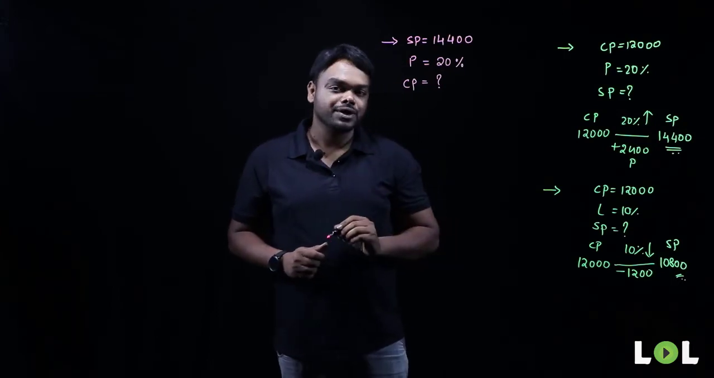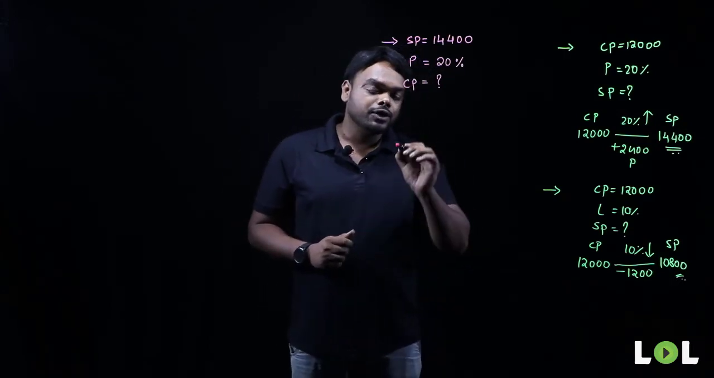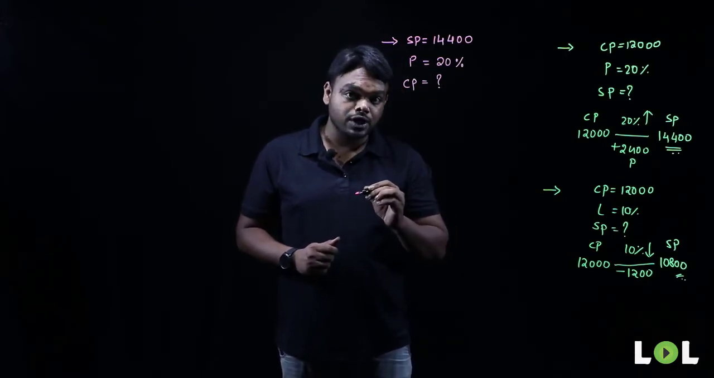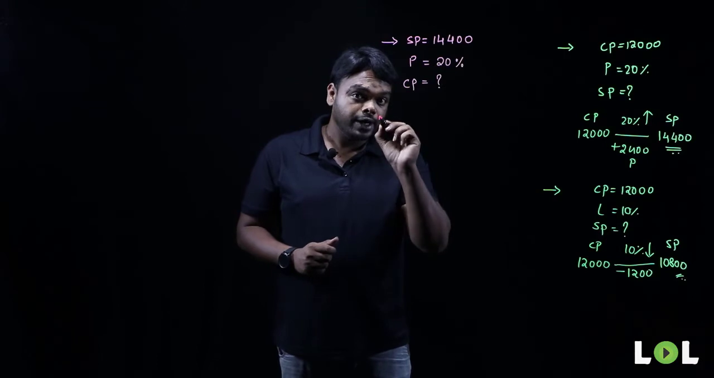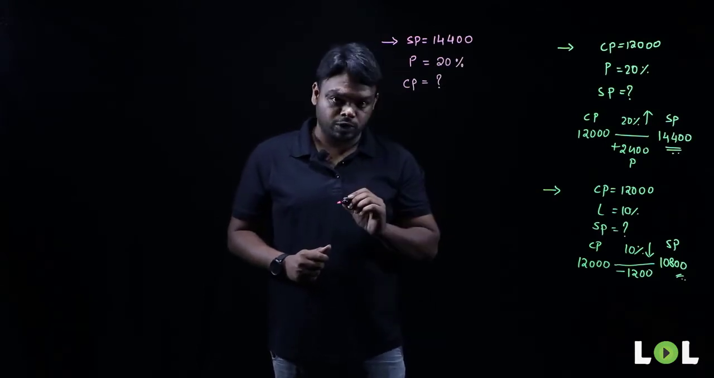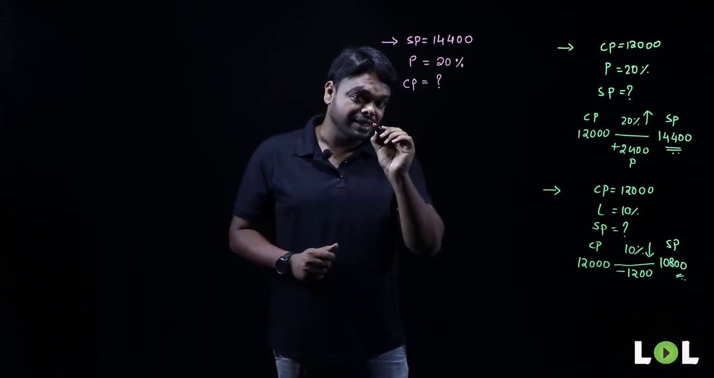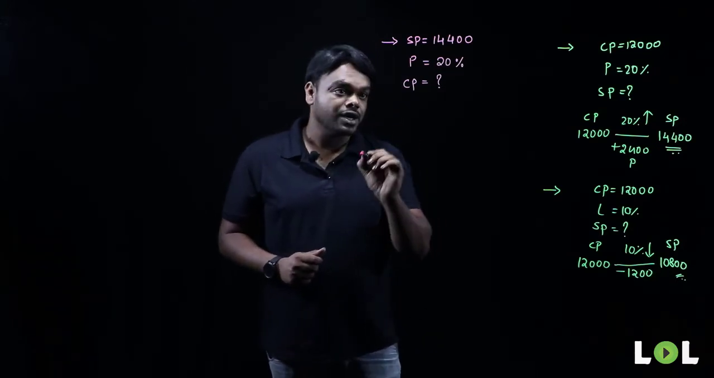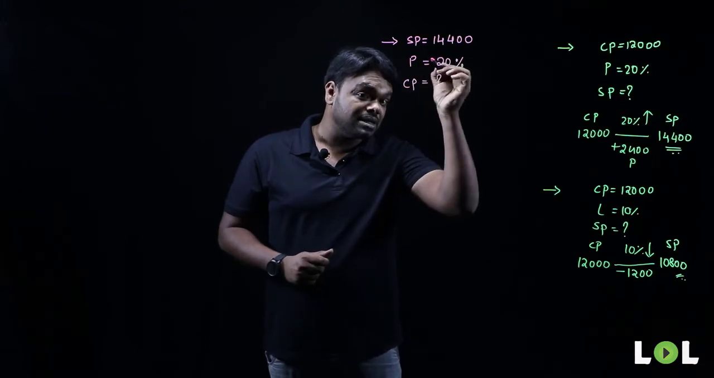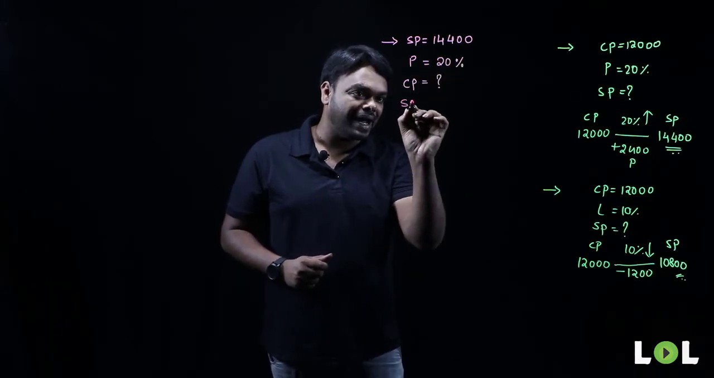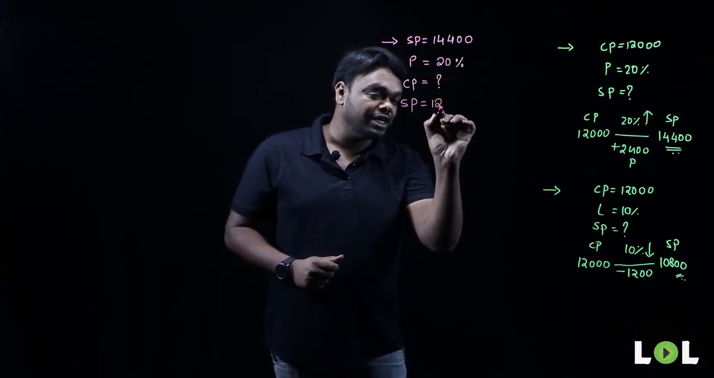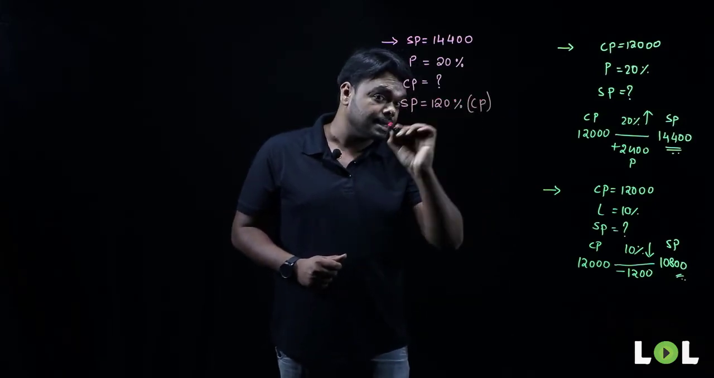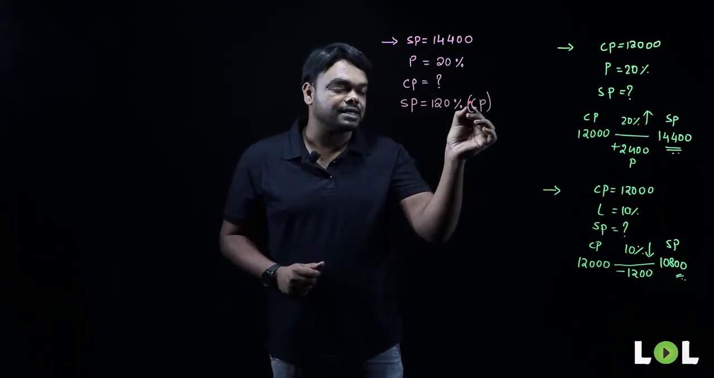Let us see now. Well, you made a profit of 20% and then you sold. It means your selling price should be 20% more than the cost price. So by this sentence, we can create a relationship between selling price and the cost price. Selling price is 20% more than the cost price. It means selling price is equals to 120% of the cost price. This is the relationship between selling price and cost price.